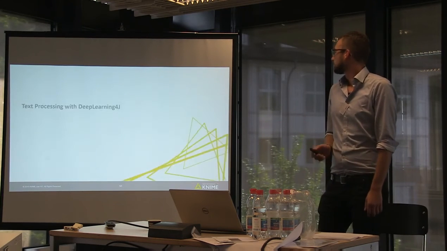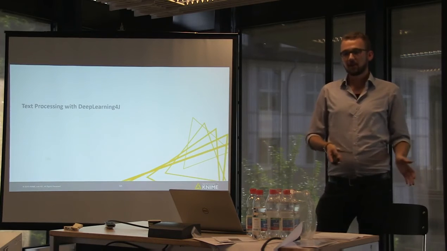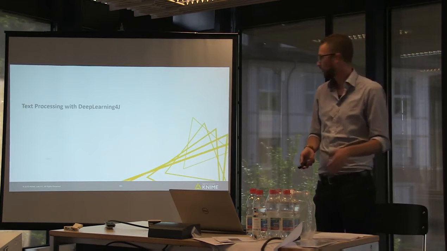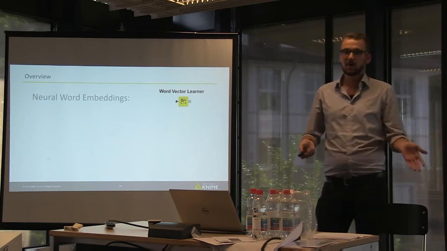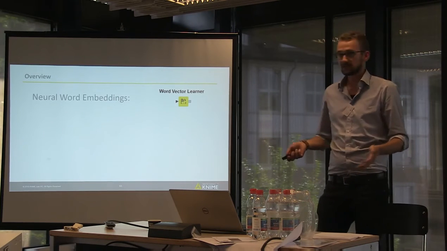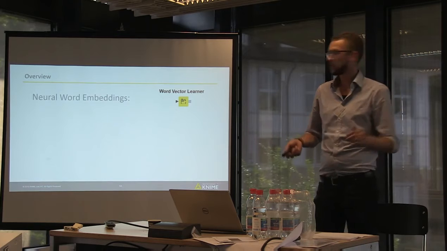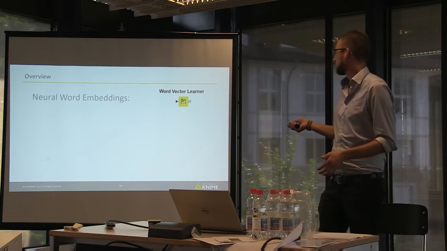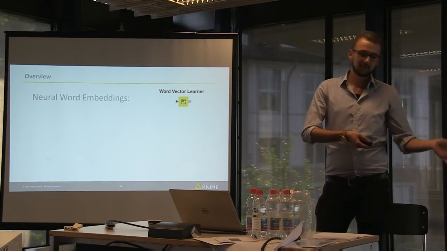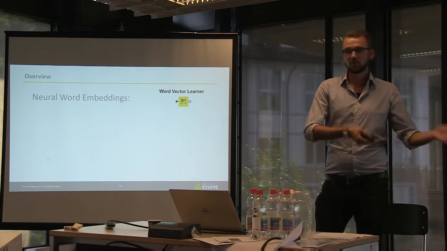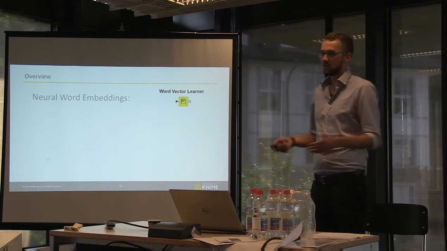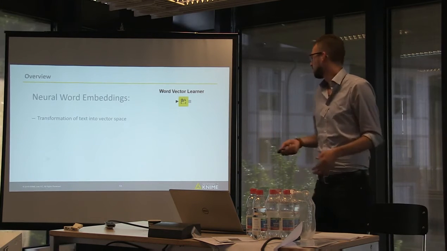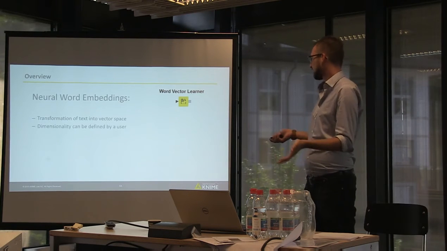Okay. So that was it for the deep learning part. There's another part which is about text processing with deep learning for J. Here it's about neural word embeddings, which were explained previously, so I will go over it a bit faster. This is done using this node, which takes a table containing documents or words as inputs and outputs our word vector model. So neural word embeddings are, as we heard before, a transformation of text into a vector space.